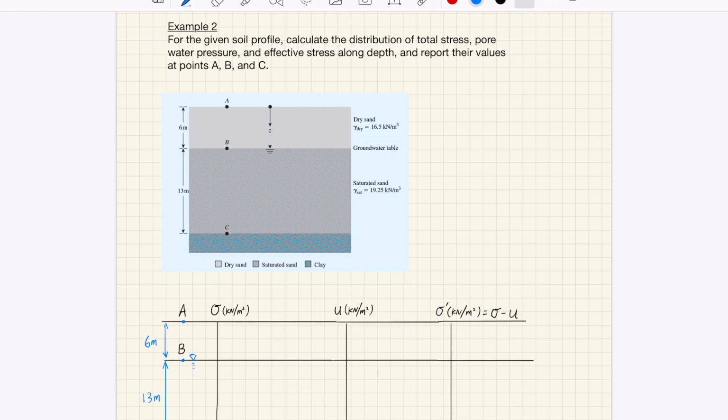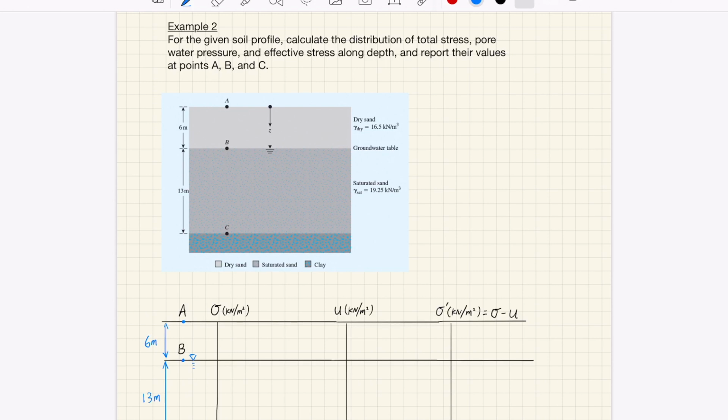So the second example here is very similar to the first one. We also have a two-layered soil profile. The groundwater table is at the top of the second layer. And the difference here is that for layer 1, we are given dry sand unit weight, gamma dry. So I'm going to work through this problem relatively fast.